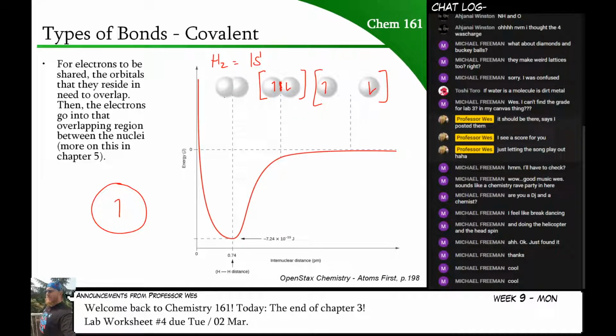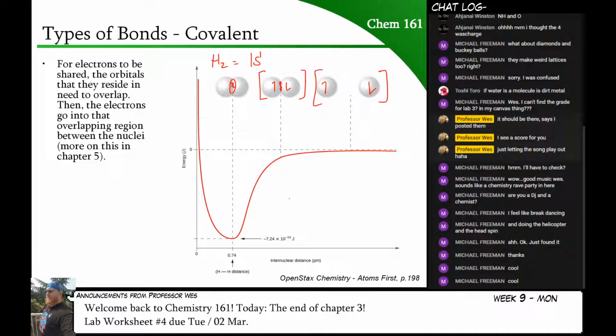We're going to talk about this in a lot more detail in Chapter 5, but here there's a region where both of my orbitals overlap. And my 2 electrons that I'm going to use for bonding will tend to be in there. And what ends up happening in a covalent bond is you get a system that looks kind of like this.